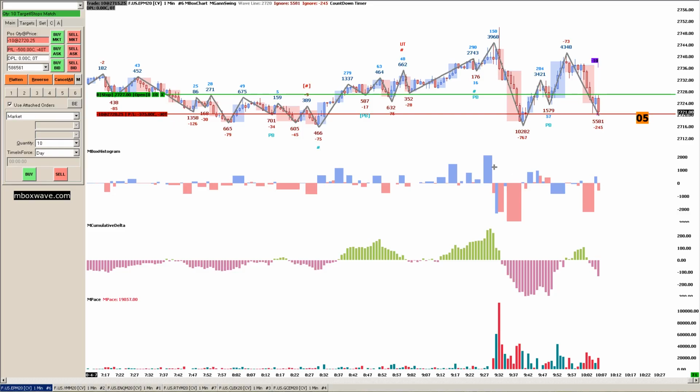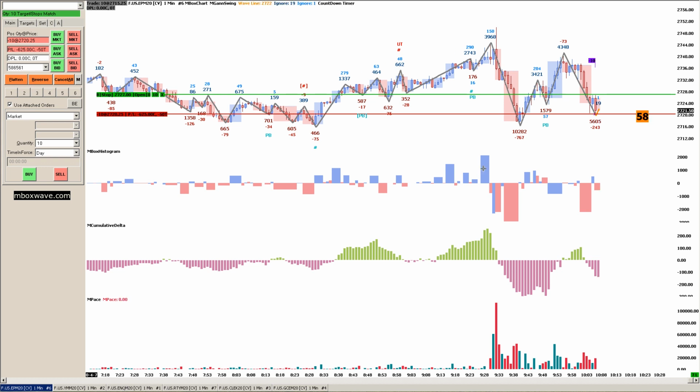Hello, everybody. This is Mike from MBoxWave.com, and I just got into a short position on this morning's E-mini S&P 500, and so I'll just go through the analysis and setup that I saw.